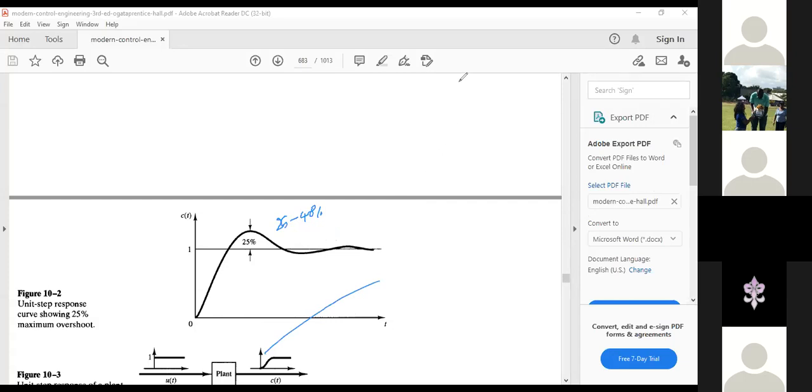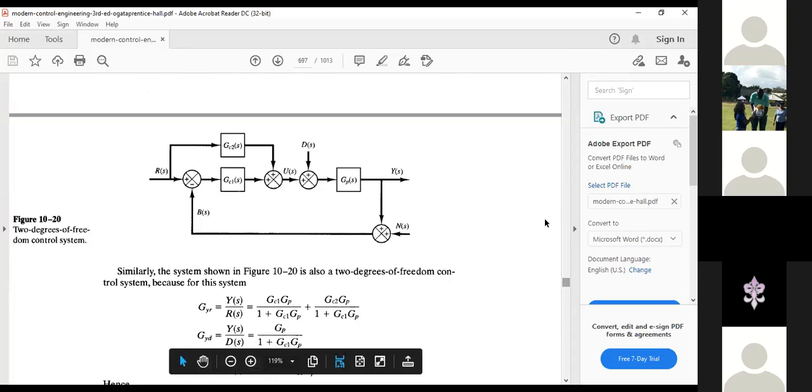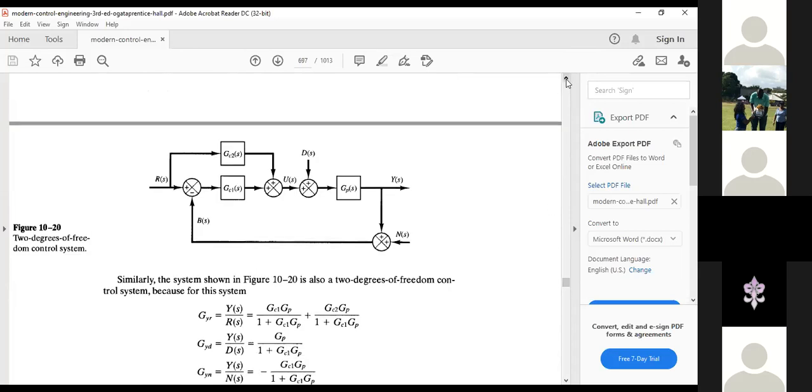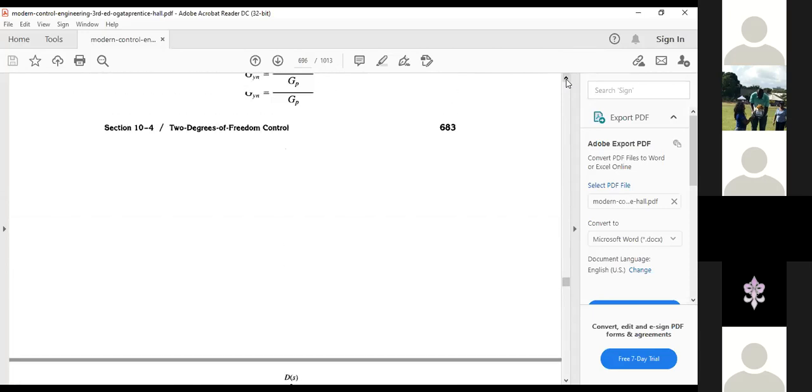All right. So Mr. Ziegler and Mr. Nichols' method is basically that when we apply the method, that is what we're going to end up with.